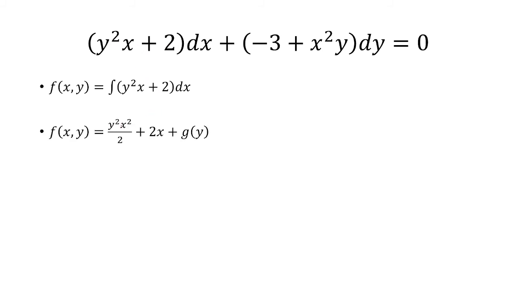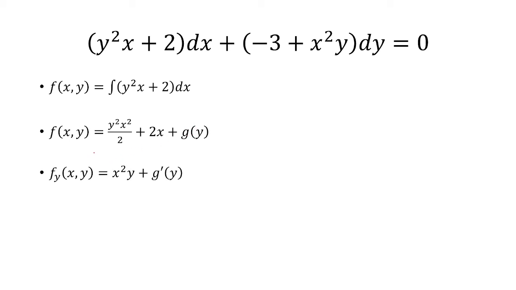Integrating it, we get y squared times x squared over 2 plus 2x. And then we know we have to add a constant. But because we're integrating with respect to x, y is treated as a constant. So we know that this will be some function of y.